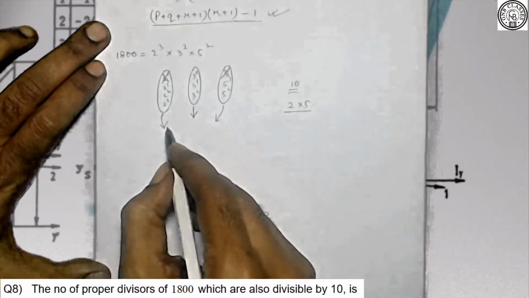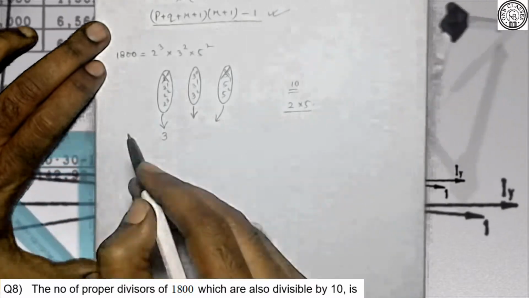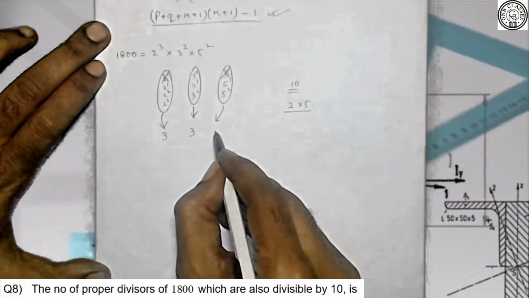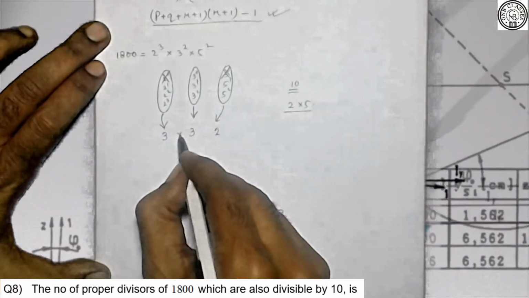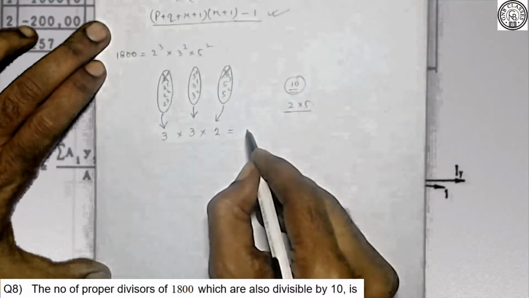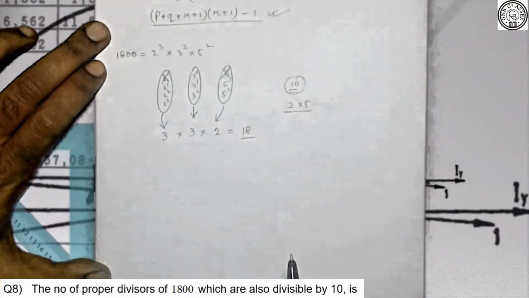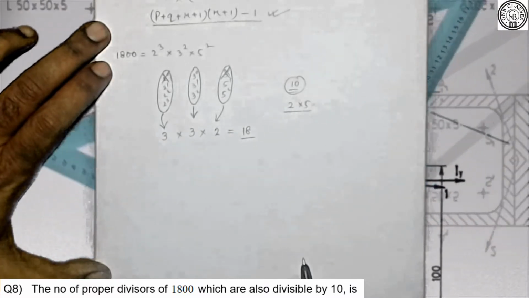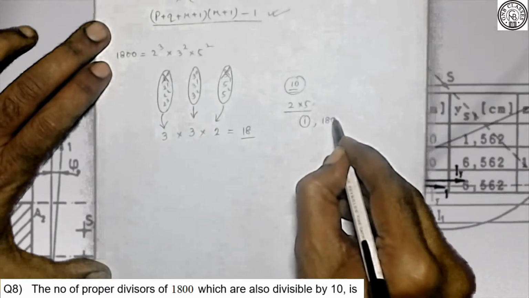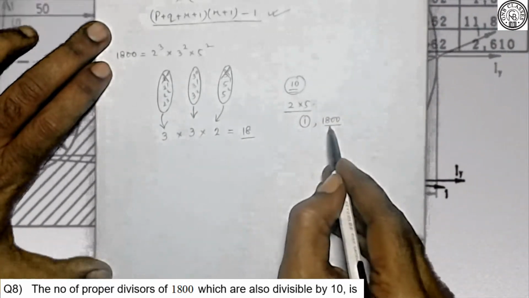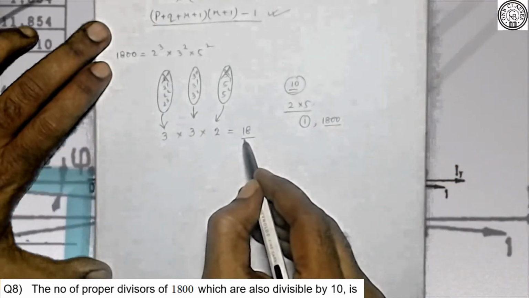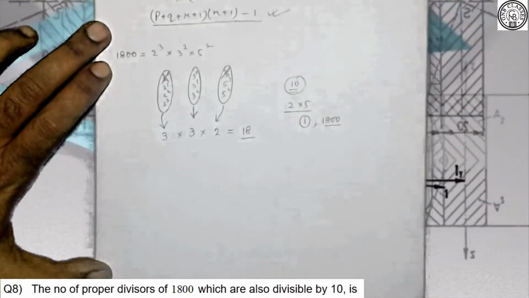So from the first set we are going to have 3 elements. From the second set we are going to have 3 elements. And from the third set we are going to have 2 elements. So the total number of divisors which are all divisible by 10 will be 18. Is it clear? But now they have asked for finding out the proper divisors. When the numbers 1 and 1800 are subtracted from the total number of divisors, that gives us the proper divisors.